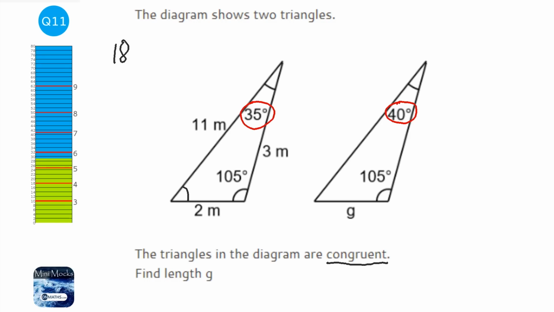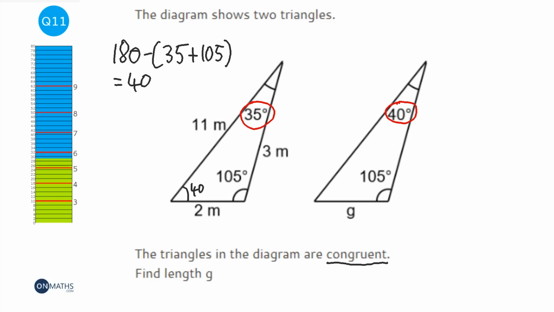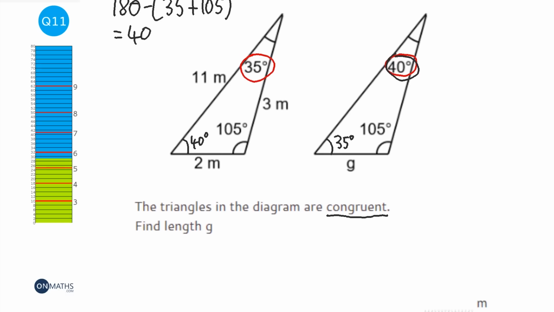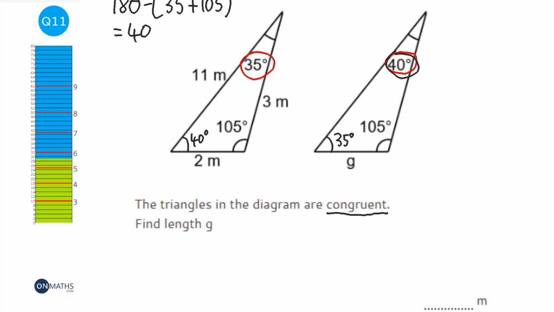So it'd be 180, take away 35 plus 105. Now 35 plus 105 is 140, and so that's going to equal 40. So this angle down here is 40 degrees, which is the same as this angle here, and similarly this angle here is 35 degrees. So these triangles are not the same way up, and that's going to be important.